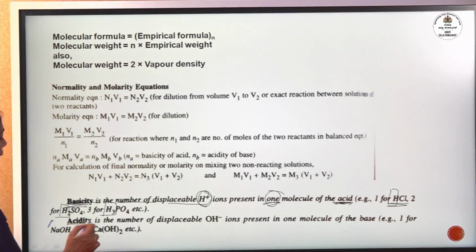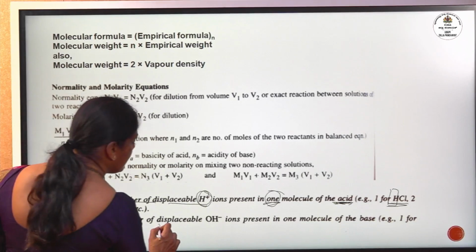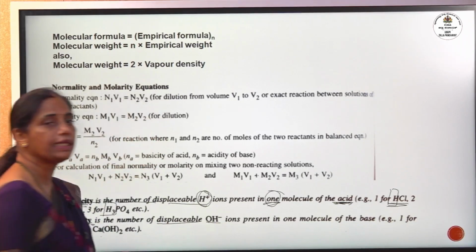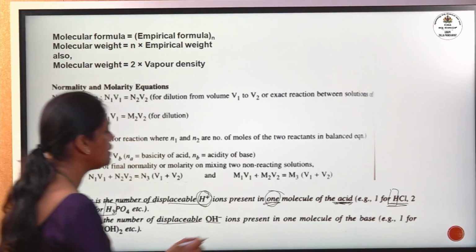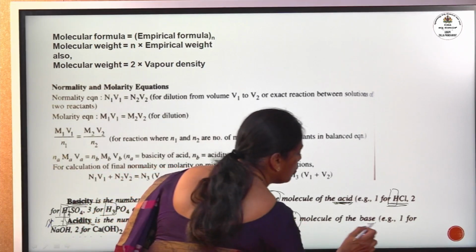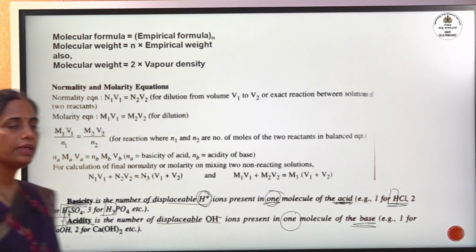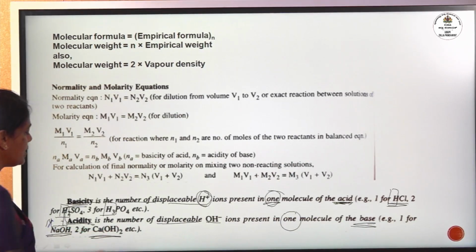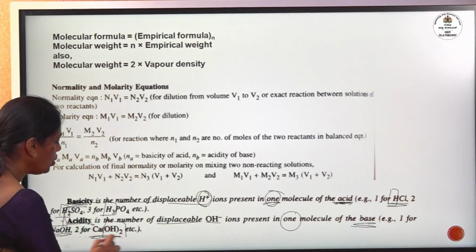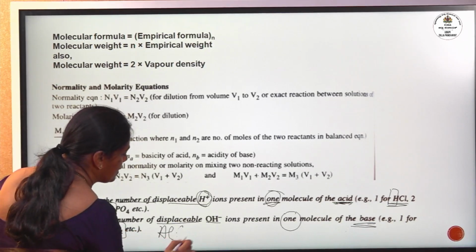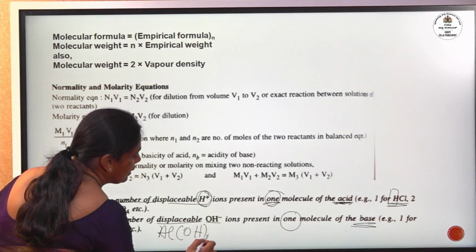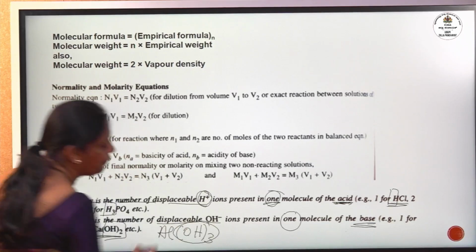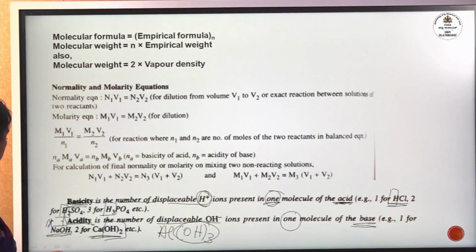Similarly, for the base, acidity is the number of displaceable OH minus ions present in one molecule of the base. If we take NaOH, acidity is 1, Ca(OH)2, acidity is 2, Al(OH)3, acidity is 3.